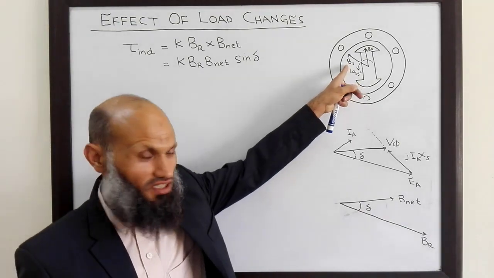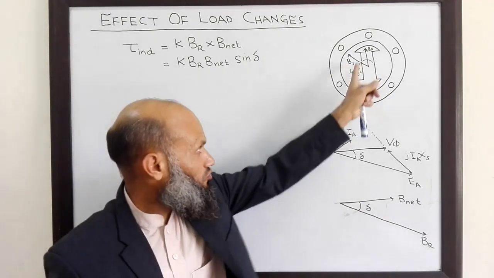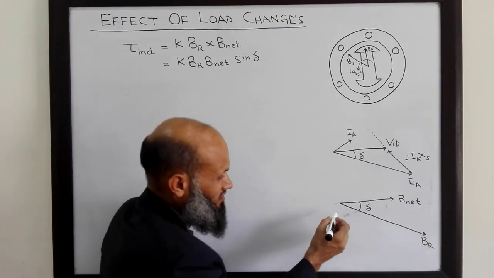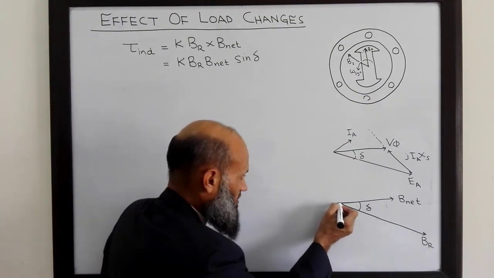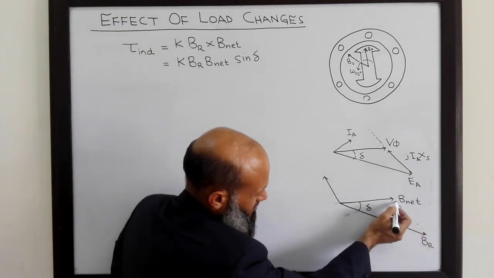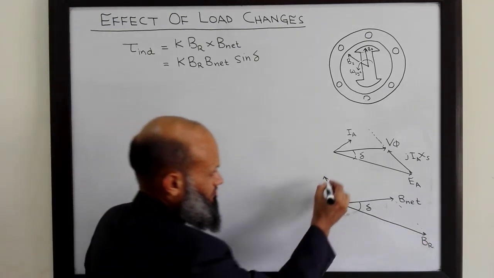What is the phasor for Bs? For the case of a synchronous motor, both B net and Br lag behind Bs. So the phasor for Bs is over here, parallel to this phasor.